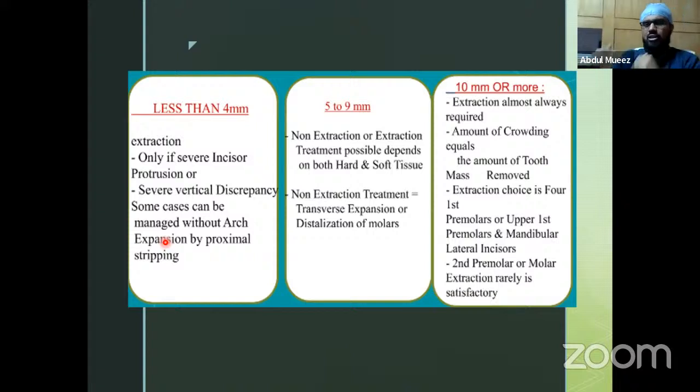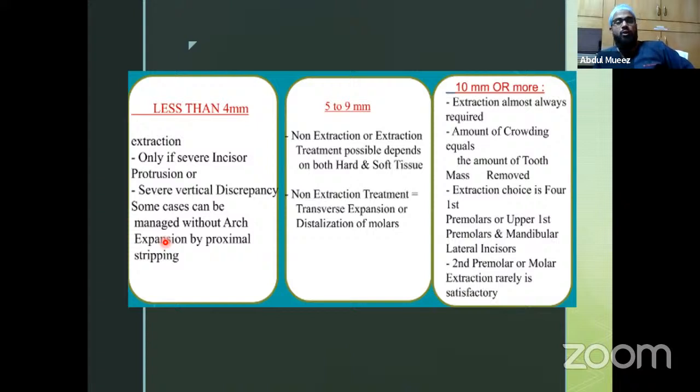While extracting teeth, the most common are all the fours, or sometimes the upper fours, or sometimes a single tooth extraction, depending on the requirement. Or sometimes, especially if the space requirement is just about 5 to 9 mm, we might go for an extraction of the lower incisors.